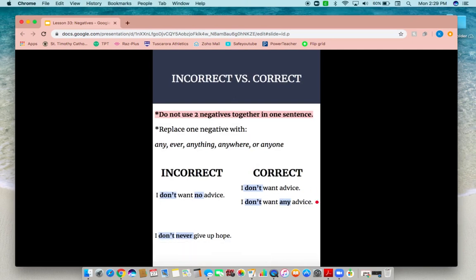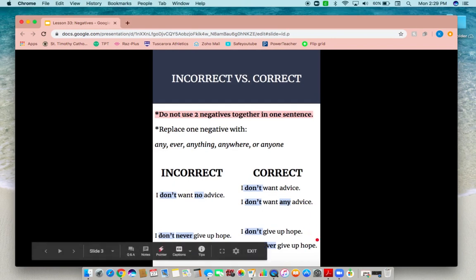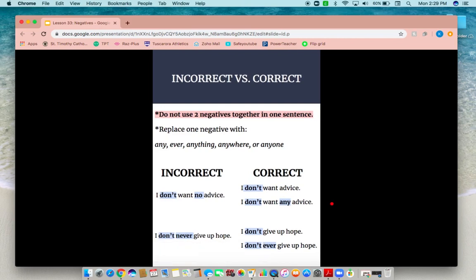So I don't never give up hope. So there are two negatives, right? We don't want those two negatives. So we either have to do what we did in the first one, which is just take away one of the negatives, or we replace the negative. So here are two options that we could have come up with to fix our sentence.